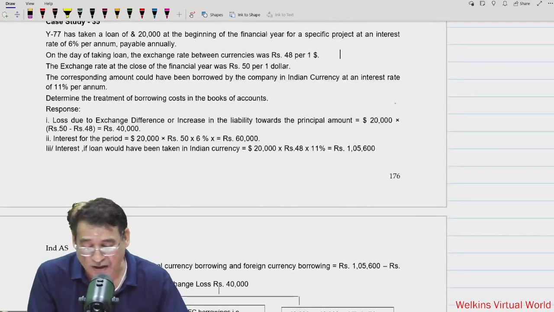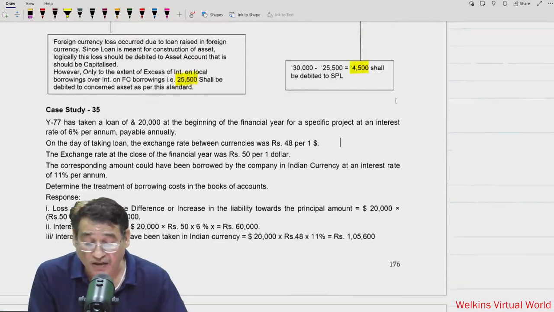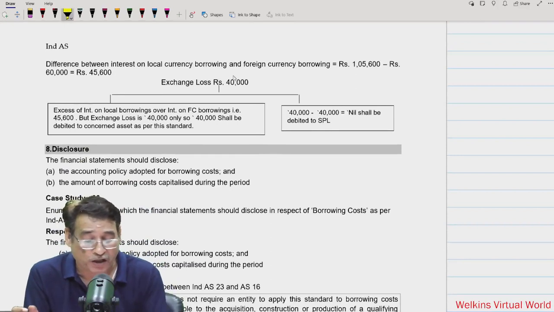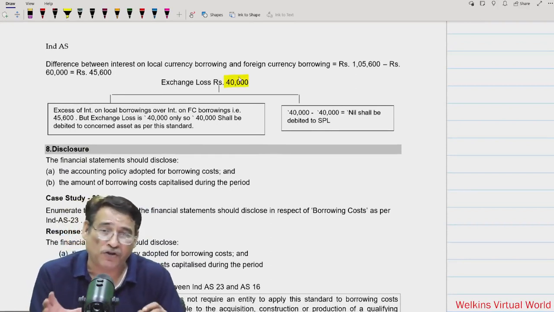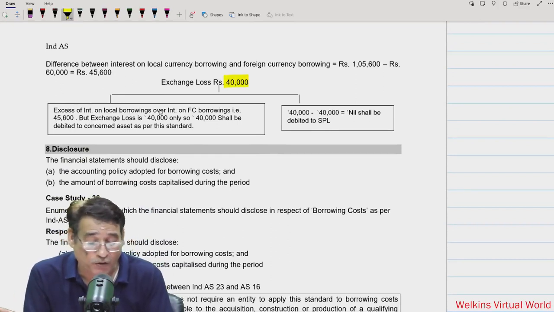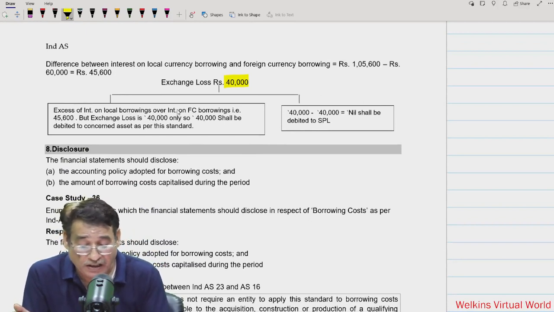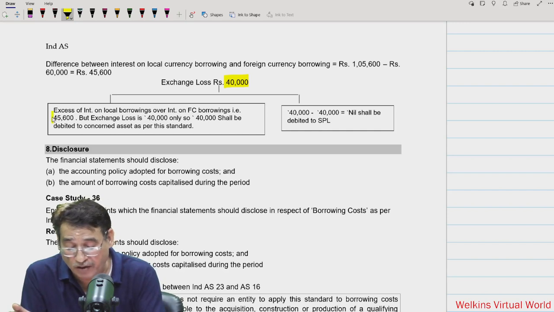And now similarly, you can do the next question. In the next question, honestly speaking, you will first find the exchange loss, and then you will find out the interest on local borrowings and foreign currency borrowings. Now we will see that interest on foreign currency borrowings is 45,600.